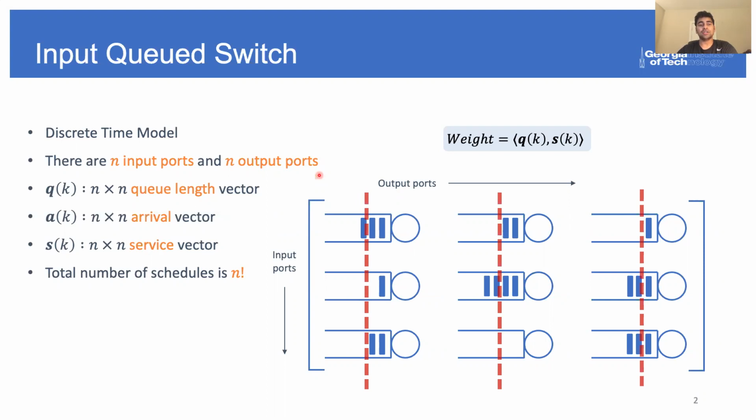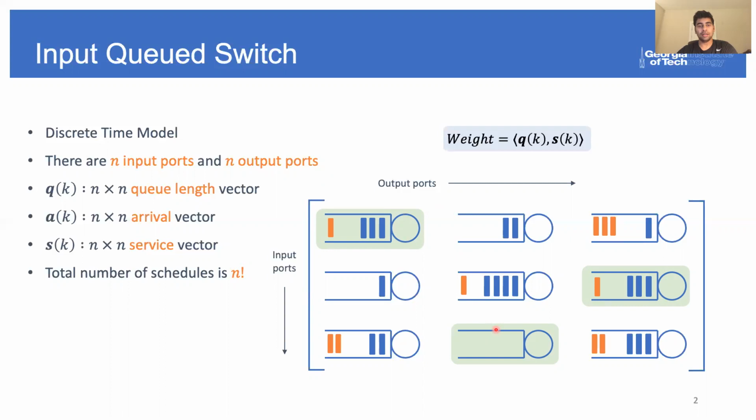The schedule in time slot k is represented by the vector s_k. By convention, we assume that the schedule is decided before the arrivals come in. The weight of a schedule is the sum of the queue lengths that are being served. In this example, the weight of the schedule is 6. After the schedule is decided, the arrivals come in and join the queue. The arrival process is denoted by the vector A_k. Once the arrivals join the queue, you serve the customers according to the chosen schedule.